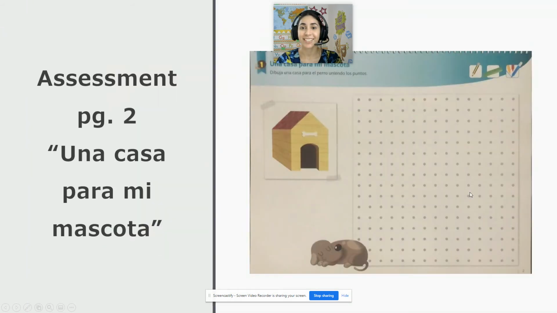There you go. Finally. Okay. So this is your assessment, the first part at least, because you will be doing 2 pages of assessment. This one is page 2, and it's called Una casa para mi mascota. And it's in your art textbook.